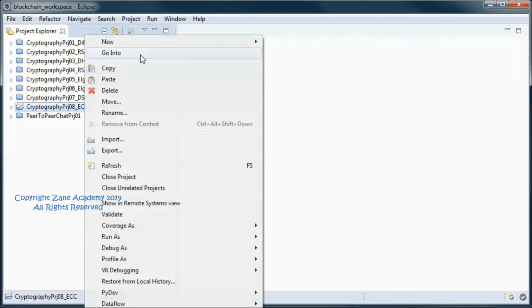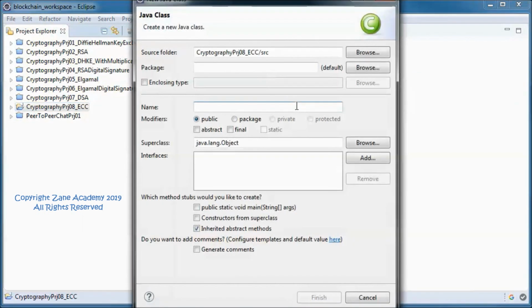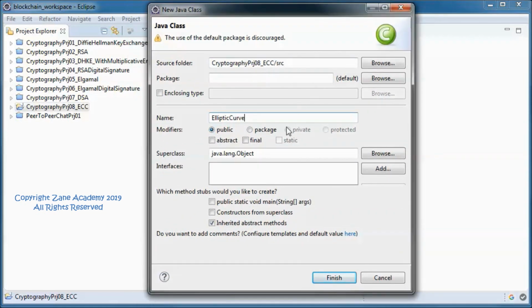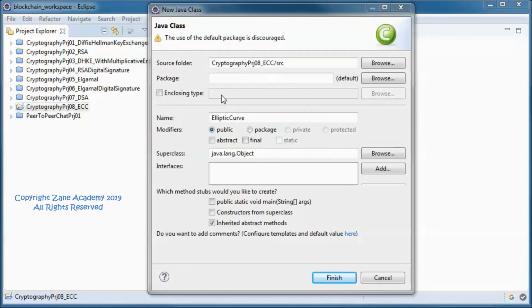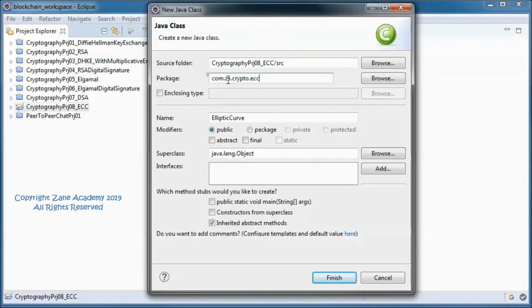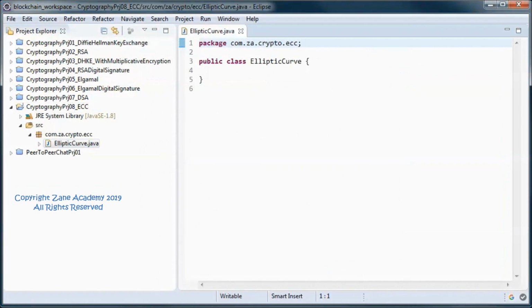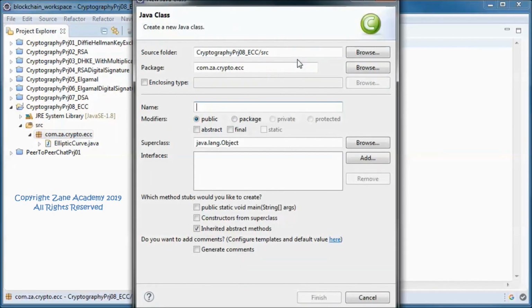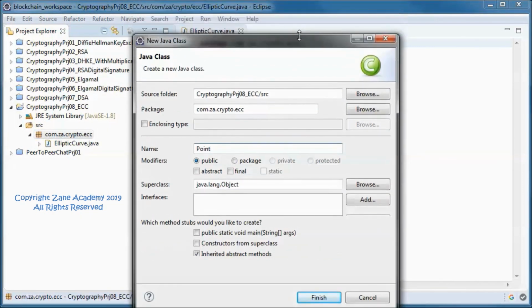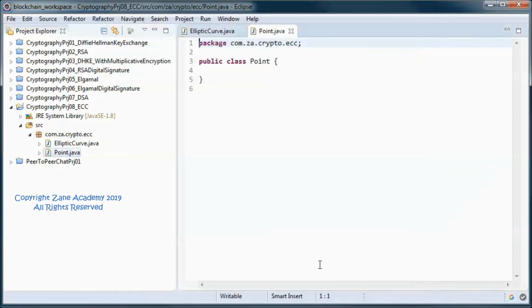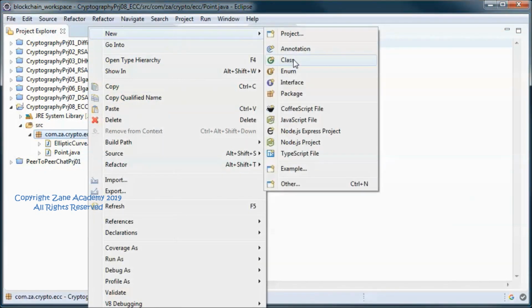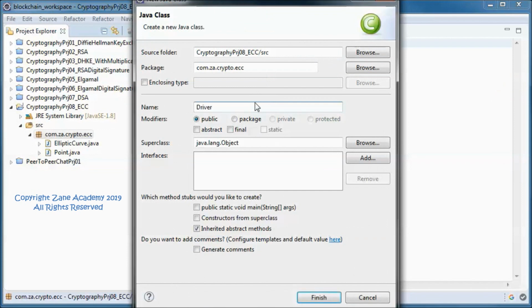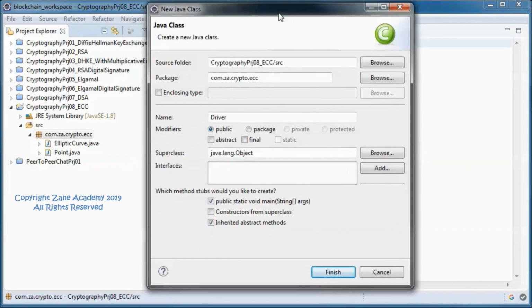And here we will have 3 classes, and this will contain the elliptic curve logic, including point addition and doubling, and this class will represent a point on the curve, and this one will drive the application, so it will have a main method.